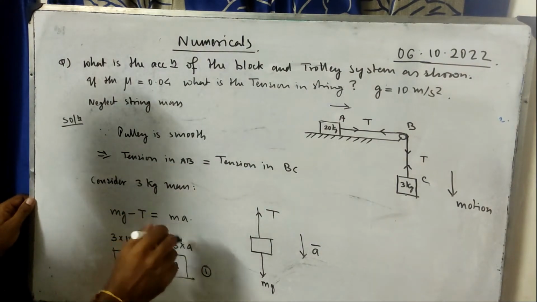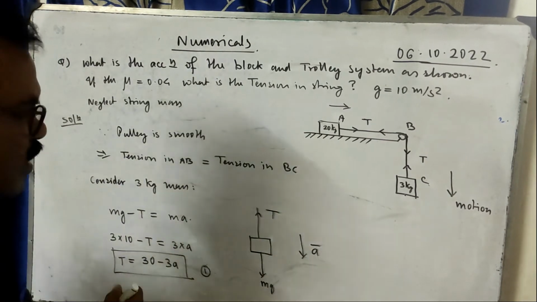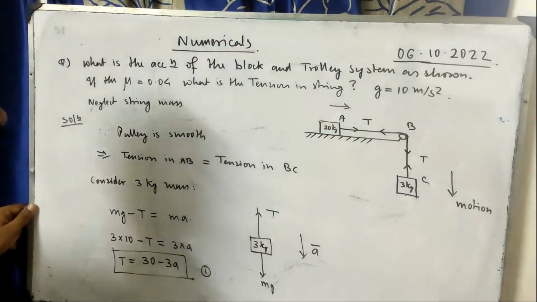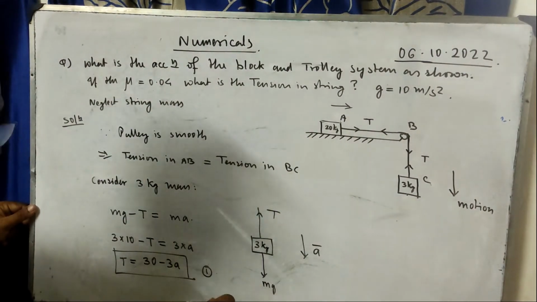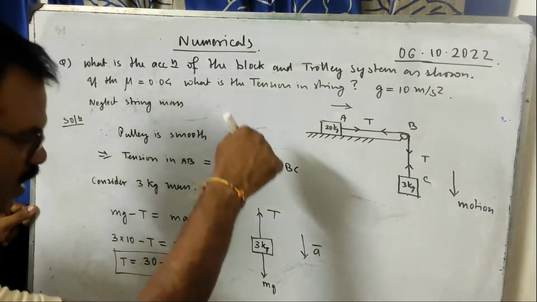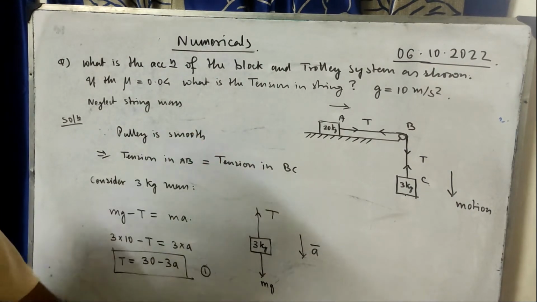So consider 3 kg mass. I am doing the free body diagram for 3 kg mass. So this is your 3 kg. I have drawn the free body diagram. This is your mg, this is your tension. Because it is moving downward, this force must be greater than this force, right? Then only it can move down.